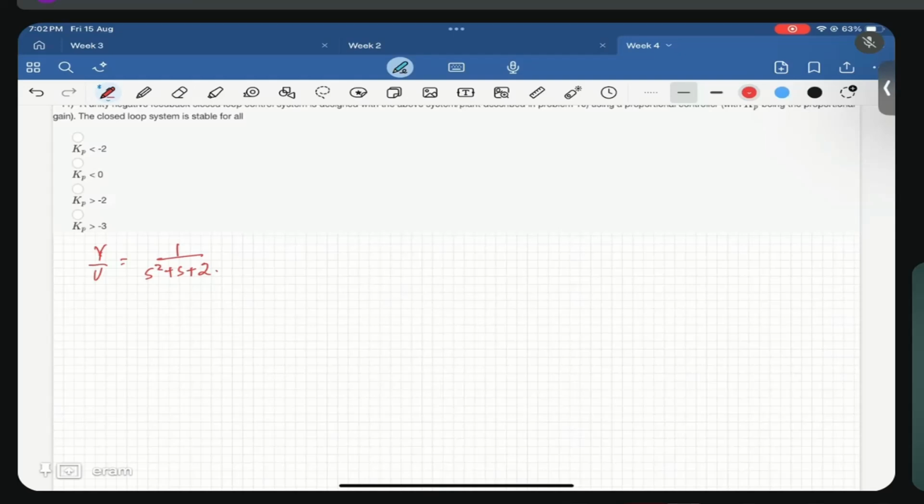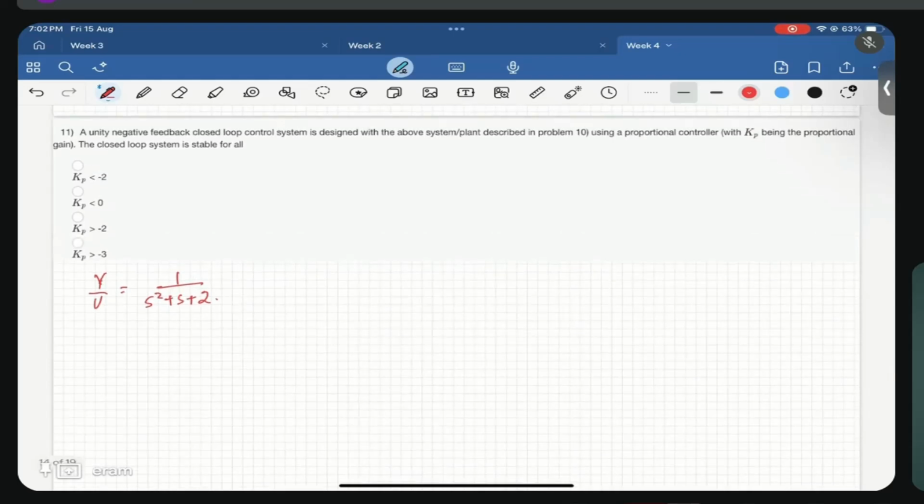Try it yourself. Is it positive feedback or negative feedback, ma'am? Please clarify. Oh, sorry. It is negative feedback, unity negative feedback. So this we cannot write as Y by U. This is the plant transfer function.